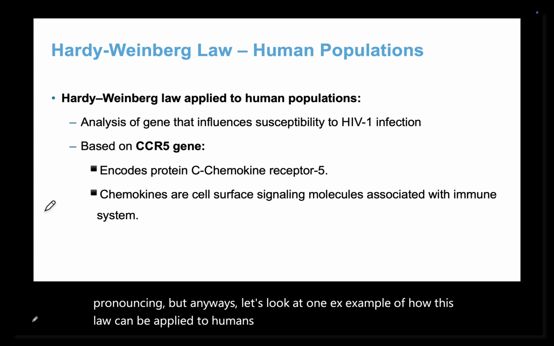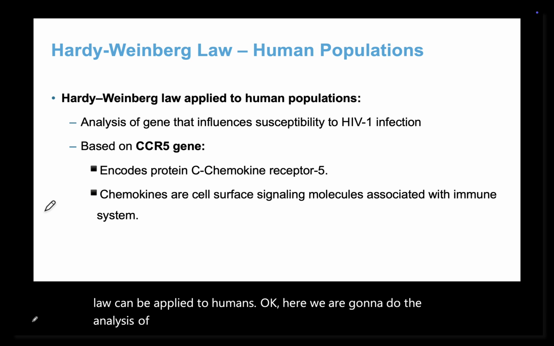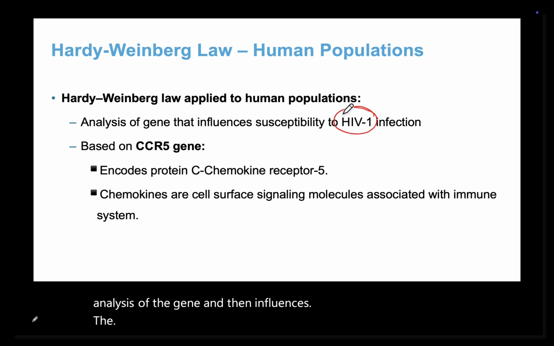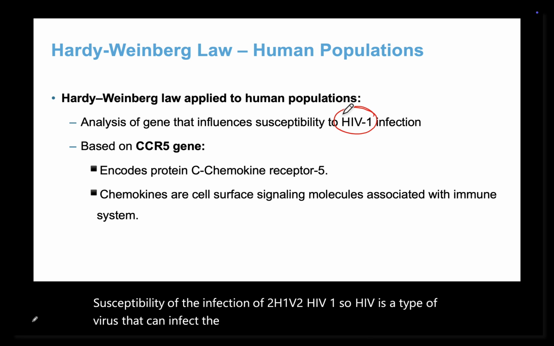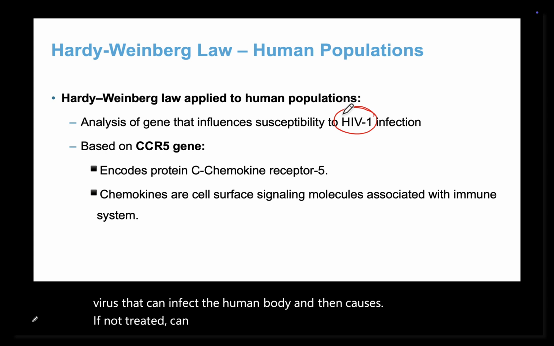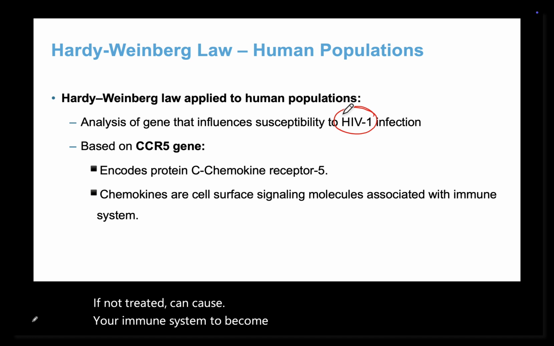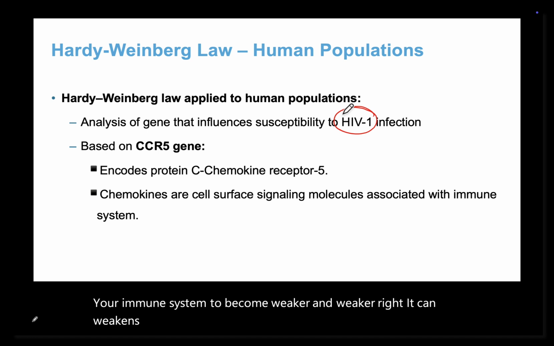Okay? Here we are going to do the analysis of the gene that influences the susceptibility to infection by HIV-1. So HIV is a type of virus that can infect the human body, and if not treated, can cause your immune system to become weaker and weaker, right? It can weaken the immune system.